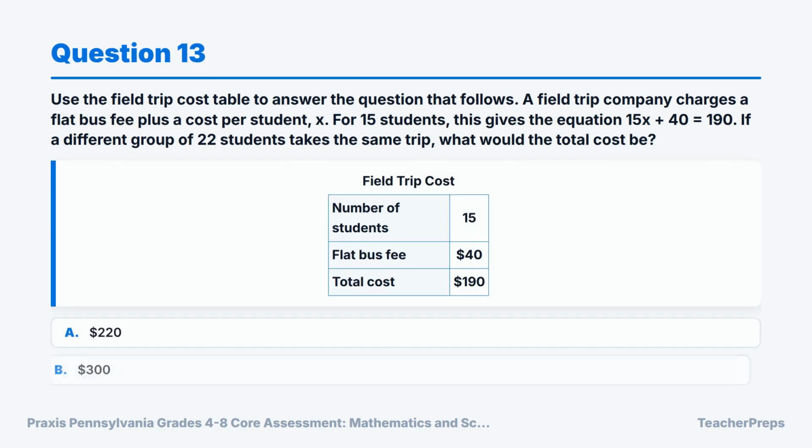Question 13. Use the field trip cost table to answer the question that follows. A field trip company charges a flat bus fee plus a cost per student, x, for 15 students. This gives the equation 15x plus 40 is equal to 190. If a different group of 22 students takes the same trip, what would the total cost be? Pause the video and select the best answer.